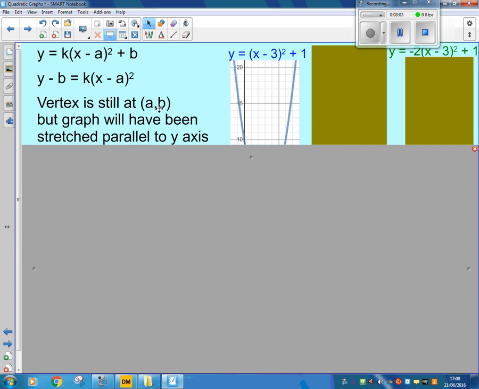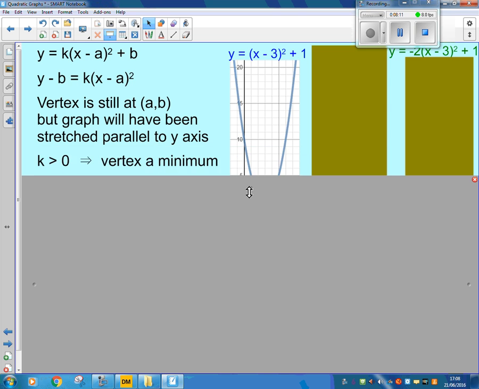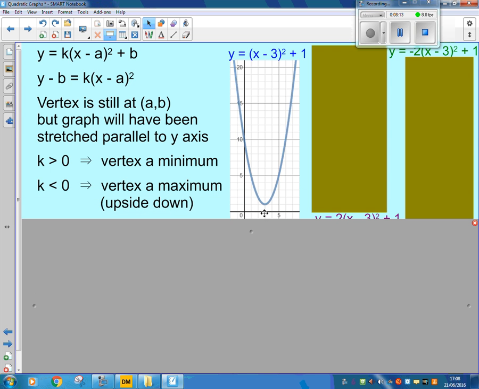Well, the vertex is still at a, b. If it's k times x minus 3 all squared plus 1, the vertex there is going to be at 3, 1. 3 along, 1 up. Even if you've got a number outside the brackets, you're still going to have a vertex in the same place. But other things will change. One thing you have to be careful of is which way up the graph is. If the k number, the number outside the brackets, is positive, then you're still going to have a minimum. You're going to have a graph this way up. But if it's negative, you're going to find the graph is upside down.